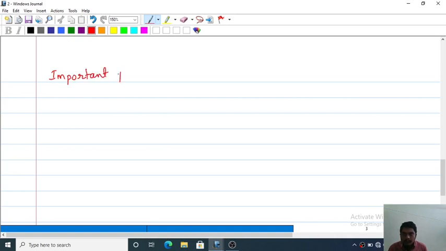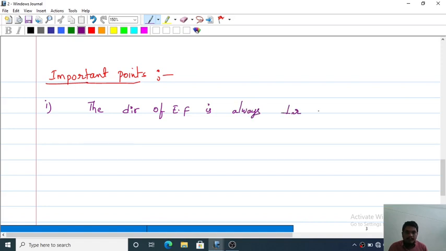Important points regarding equipotential surfaces. Here, for the equipotential surface, the direction of electric field is always perpendicular to the equipotential surface. Okay, so look at the above pictures.